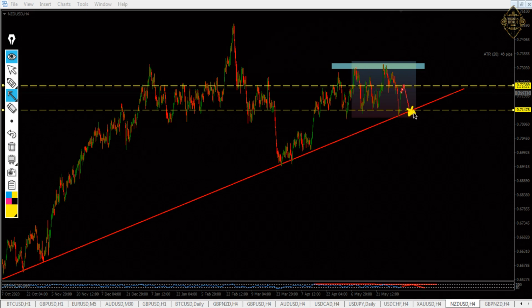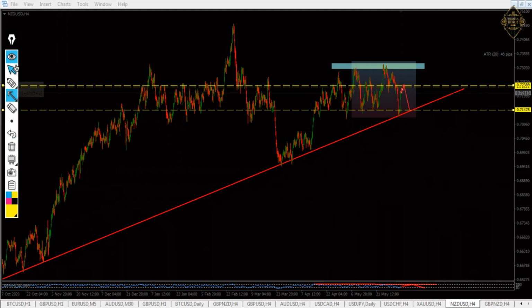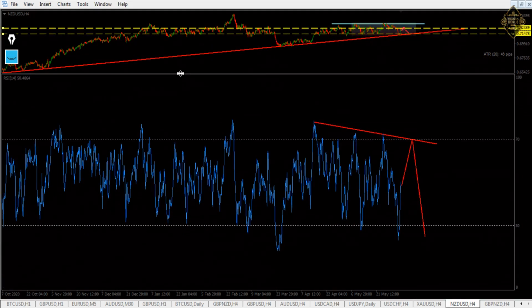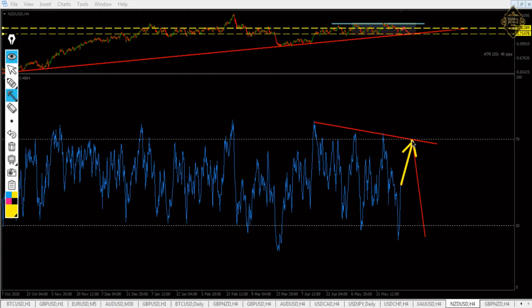But if it breaks it, then goes back and touches it, then breaks the low of that one, you enter from here. I think everything is very clear, my friend. So in the RSI, you wait for the price to touch that divergence or that trend line in the RSI, then you enter short. I think the picture is very clear.